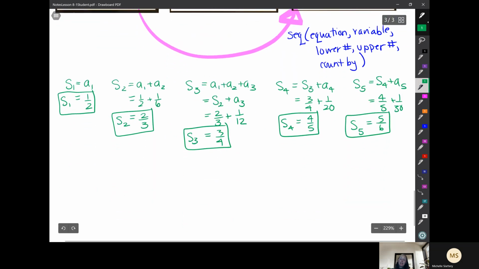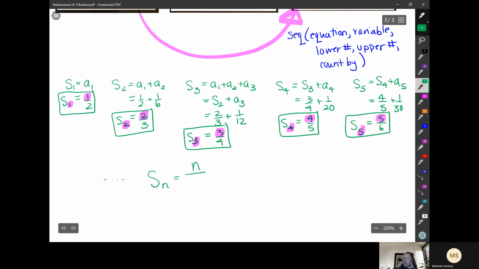The last thing it asks us to do is says, find an expression for this partial sum. So if I kept going, what would be S sub n? Well, what I can see here, this 2 matches the 2. The 1 matches the numerator. 3 matches the numerator. 4 matches the numerator. 5 matches the numerator. So that means that my numerator is going to be simply n.